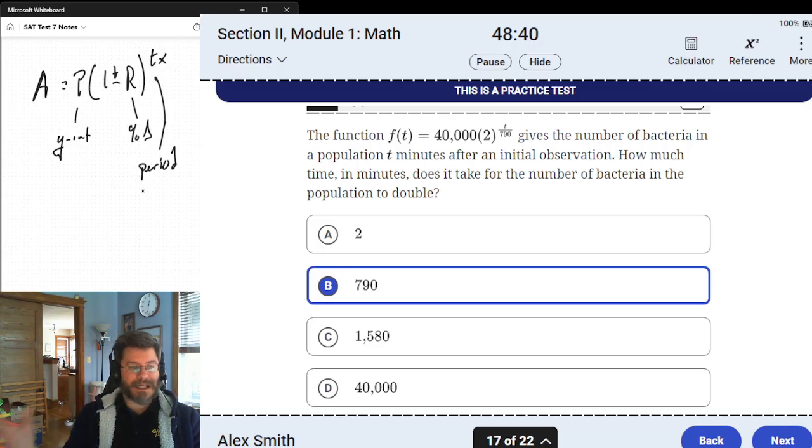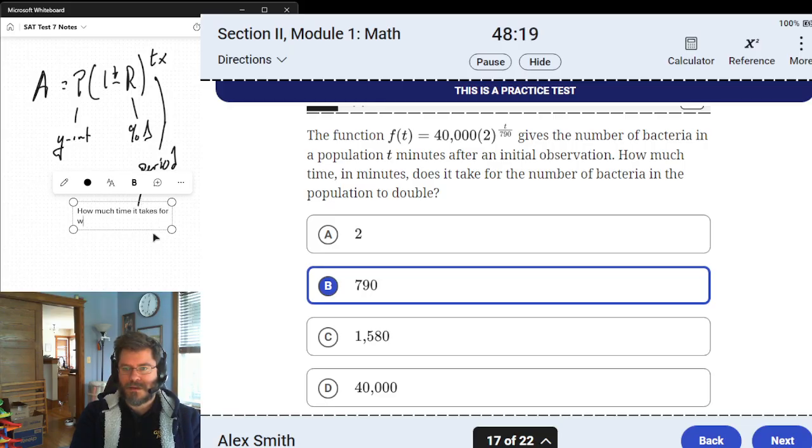Here they asked how much time it takes. I said 790 minutes. If they asked for it in hours, we'd divide that number by 60. But it's the period of growth. That is how much time it takes for one period of growth.